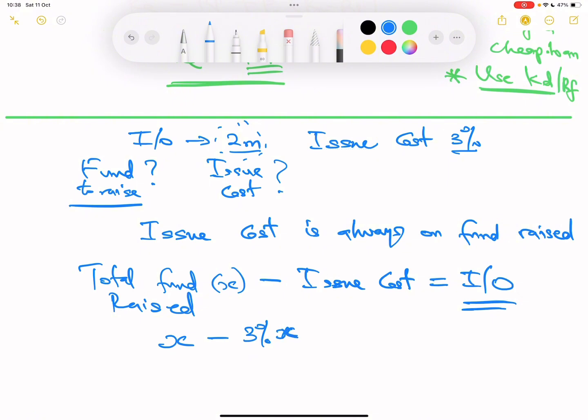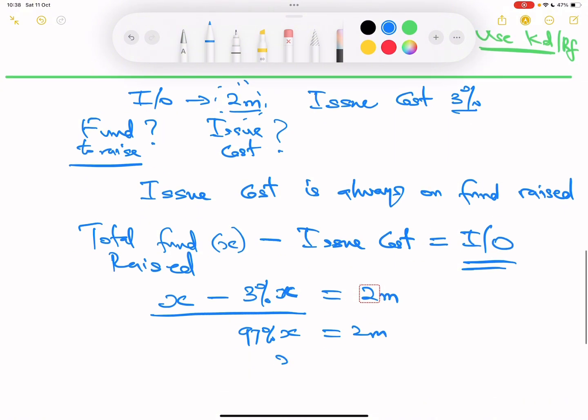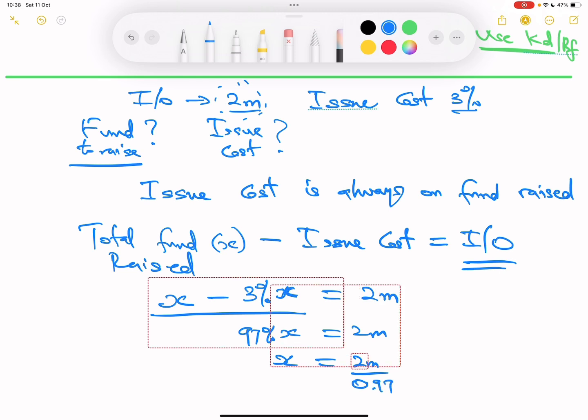So that's 3% of X. And that equals the initial outlay that we need, which is 2 million. So which means that 97% of X equals 2 million. Then X, which is the money that we need, is 2 million divided by 0.97. Please take note. And you can use a calculator to quickly look into that. Let's see what that comes to.